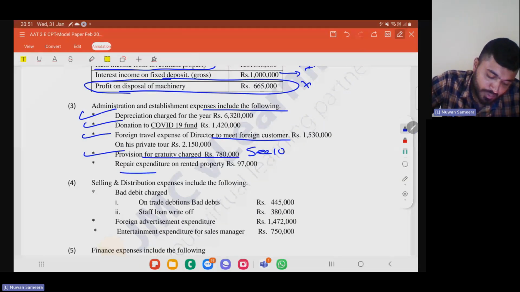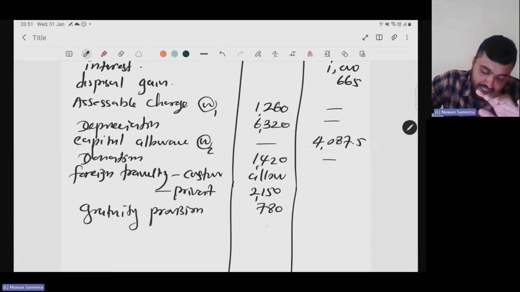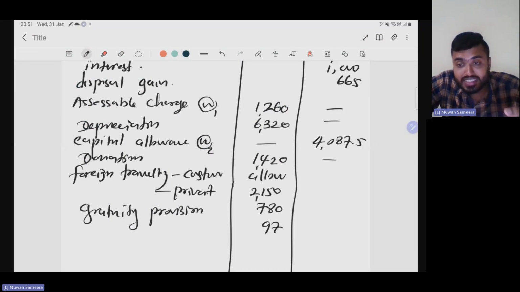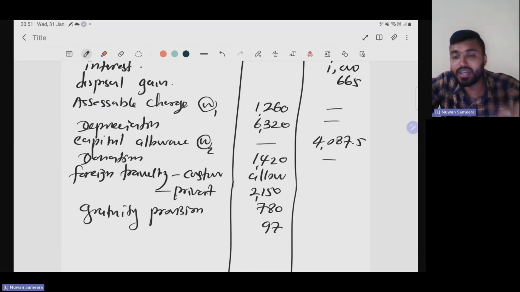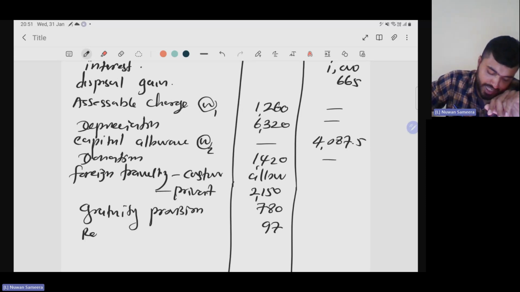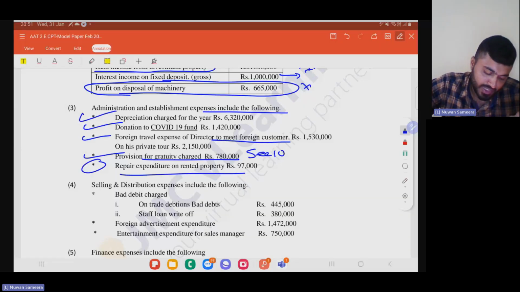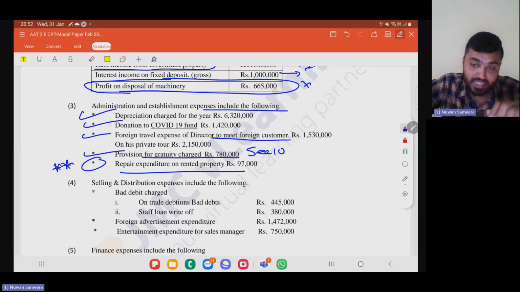Repair expenditure on the rented property, my dear students. That repair expenditure is not relevant to the business income calculation. That means if you incurred that 97,000 for the investment income, you can deduct that repair expense from the rent income, not from the business. Therefore, you can remove that repair expense from here. That means you have to add back and deduct from the investment income. Here, please put a star mark and keep in mind to deduct from the calculation of the rent income.